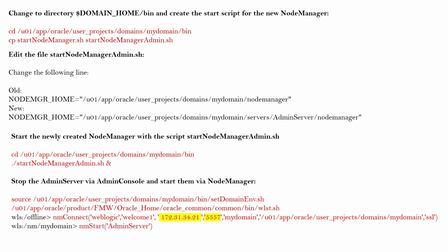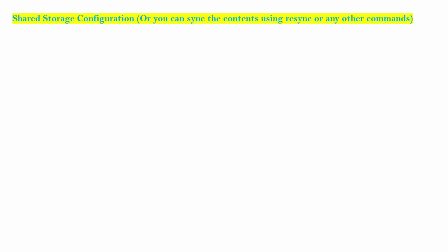So after you have started the node manager, you can stop your admin server, and then you can start your admin server with the help of this particular node manager. So you can easily control your admin server with the help of this node manager. Okay, and to start the admin server with this node manager, you can use WLST. For that, you can connect to WLST and run the command nmConnect. With the help of nmConnect, you can connect to this new node manager which we have configured for the admin server. And because it is running on the virtual IP and on port 5557, you can give the same port in the command, and then you can initiate the nmStart command and it will start your admin server, right?